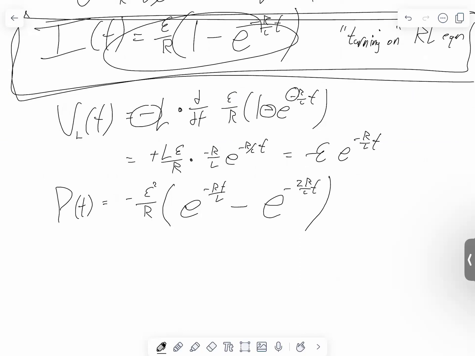Power, the rate at which energy enters the inductor. No, actually, hold on. The power formula tells us the rate at which energy leaves the circuit. Is that right? The energy burned in the inductor. And this is negative, so this is negative. This is energy entering the circuit. No, that's wrong. Oh, these pesky minus signs.